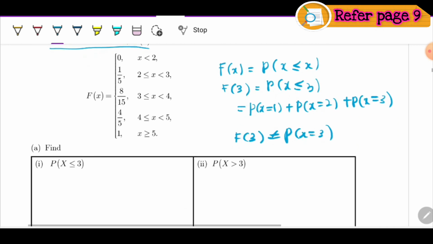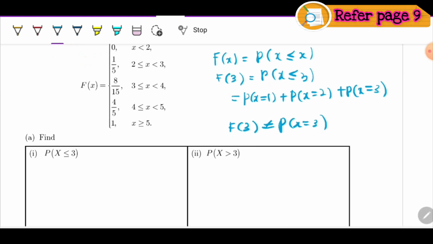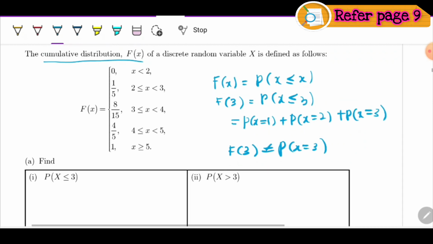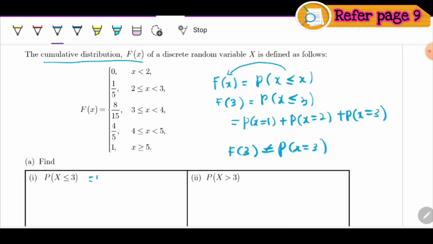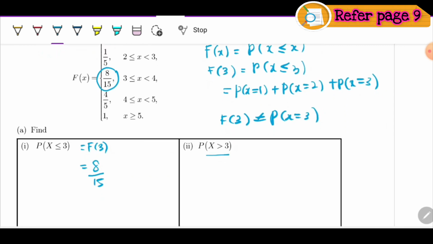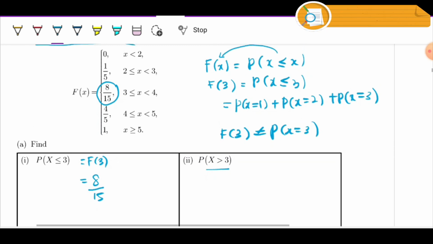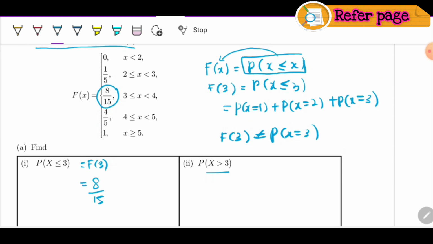Okay, so look at question number 1. Find the probability when x less than or equal to 3. So less than or equal to 3, we can write it as F3. So simply we can take the value of F3 from the function, which is 8 over 15. Okay, question number 2. Find the probability when x is greater than 3. Remember, we only can use Fx or capital F when the sign is less than or equal to x.